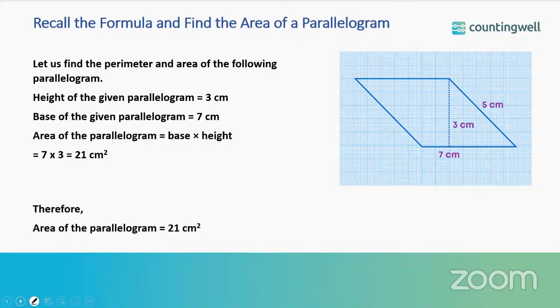Now let us recall the formula and find the area of the parallelogram given here. The height is 3 centimeter. Here you can see the base is 7 centimeter. So the area of the parallelogram will be base into height, which is equal to 7 into 3, which is equal to 21 centimeter square. Therefore, the area of the parallelogram is 21 centimeter square.